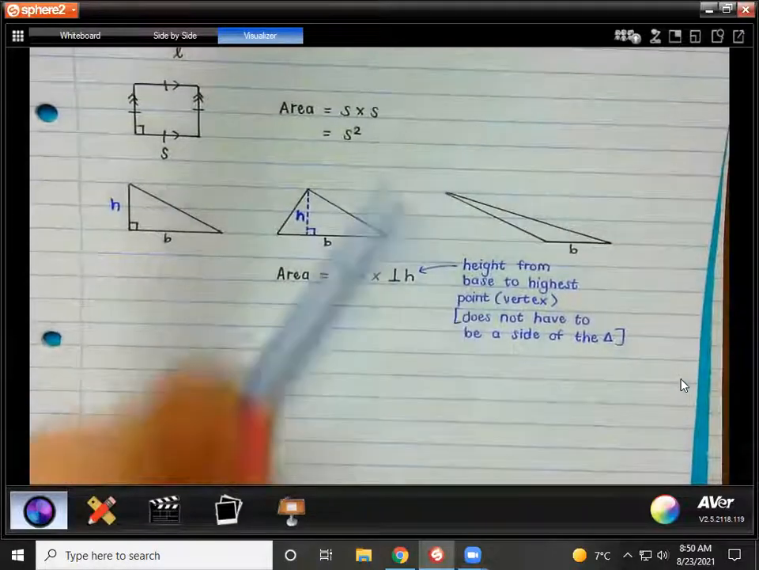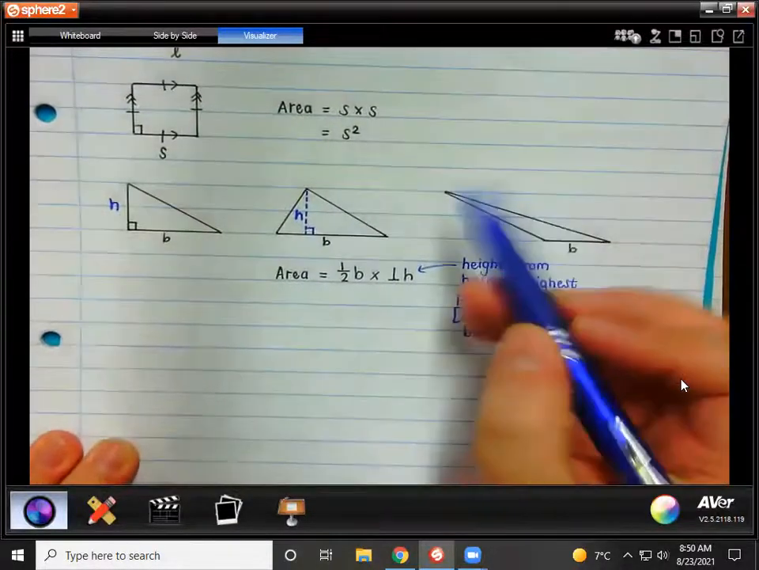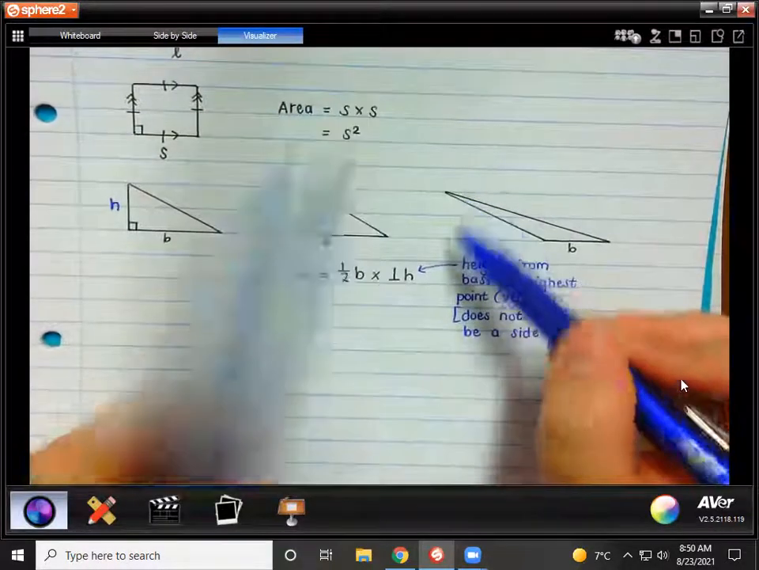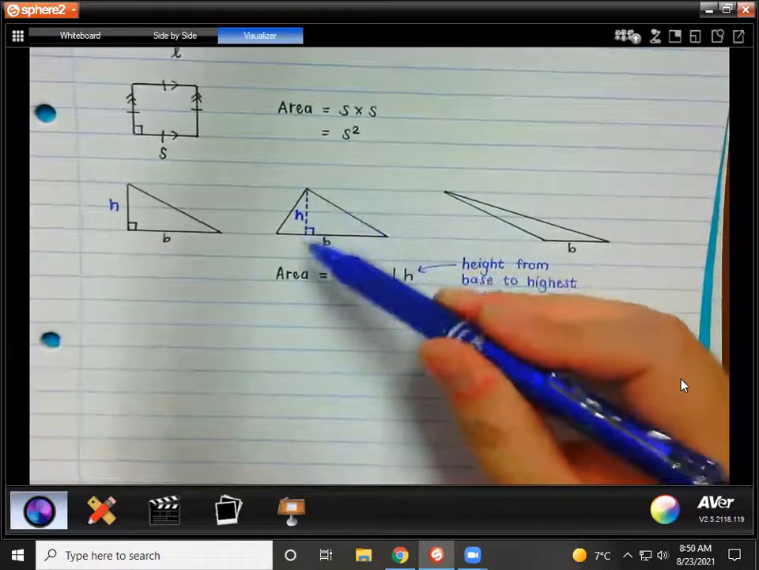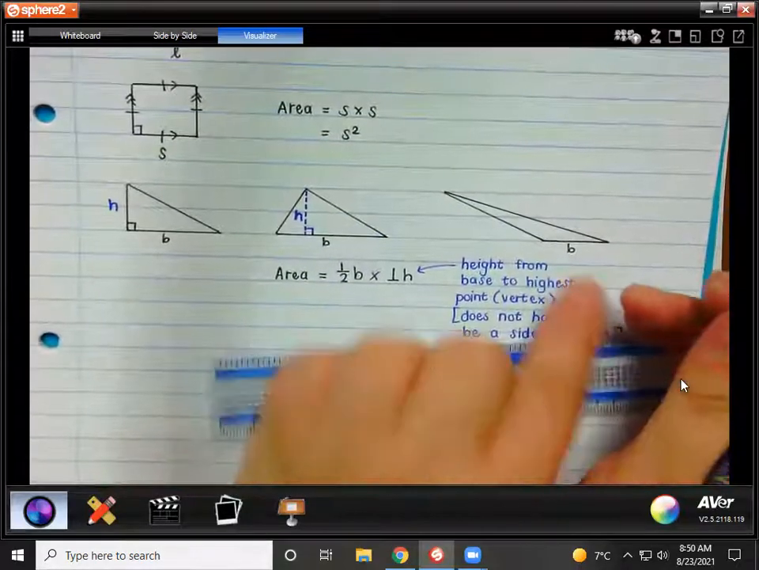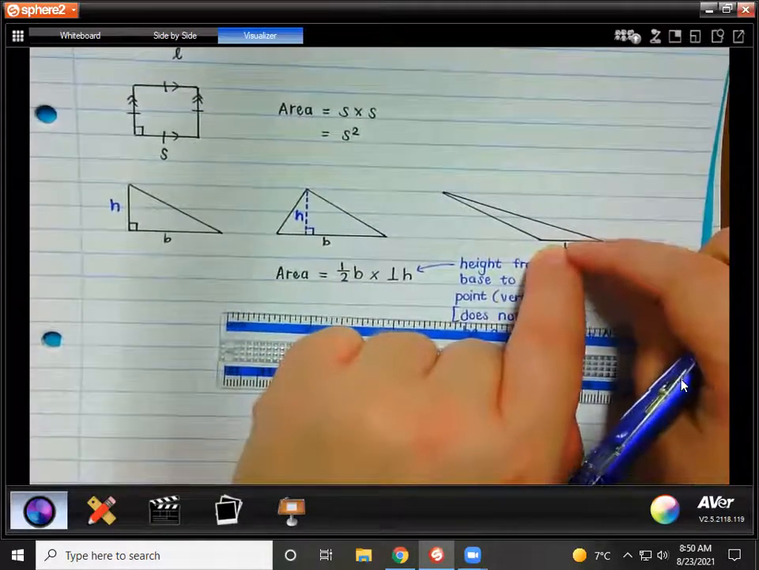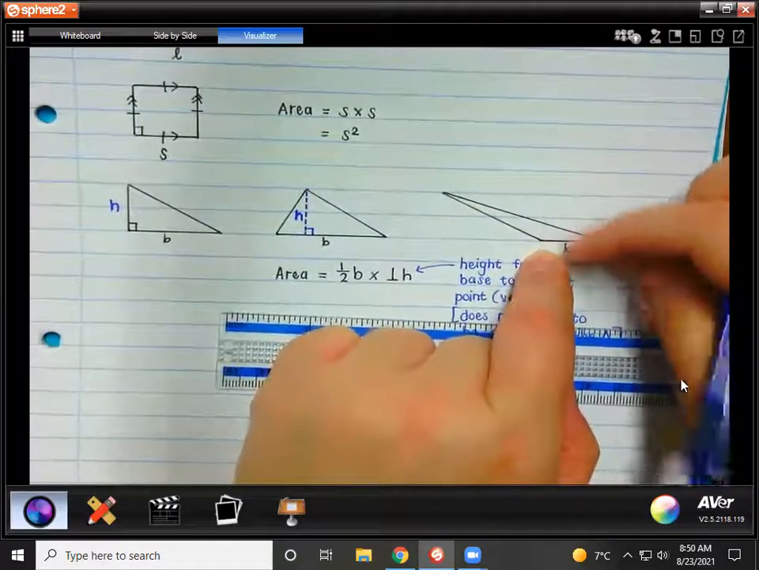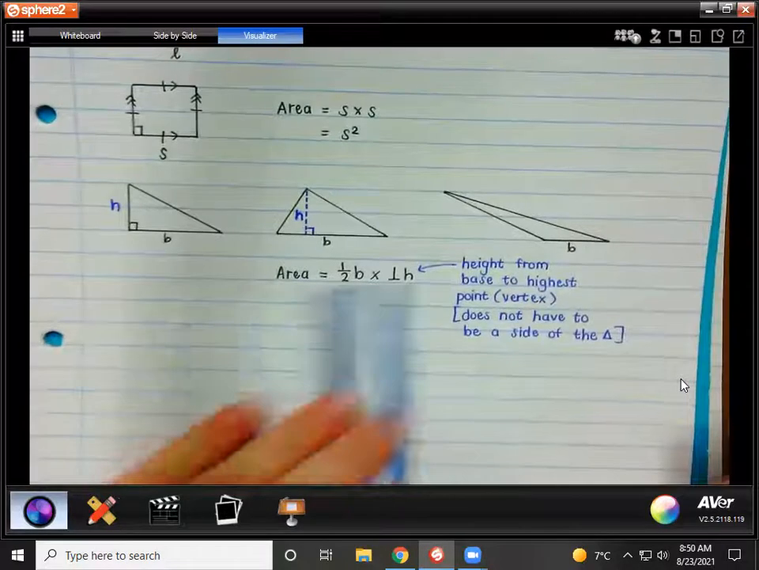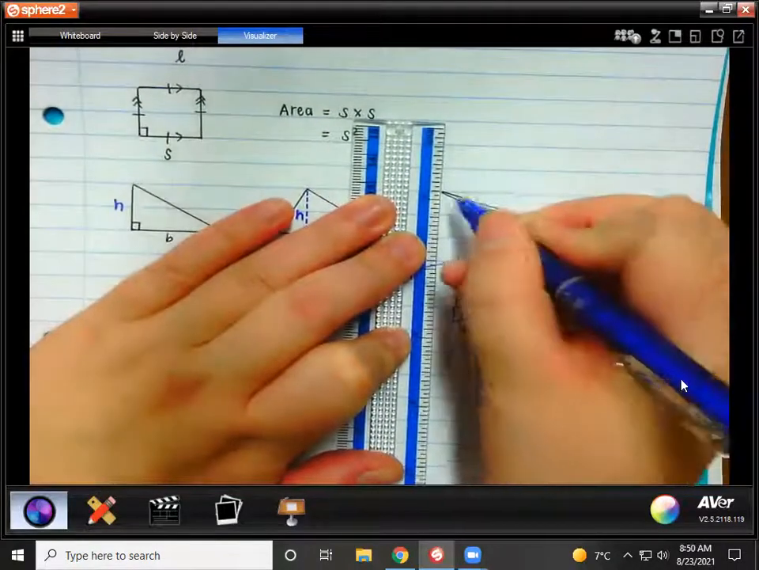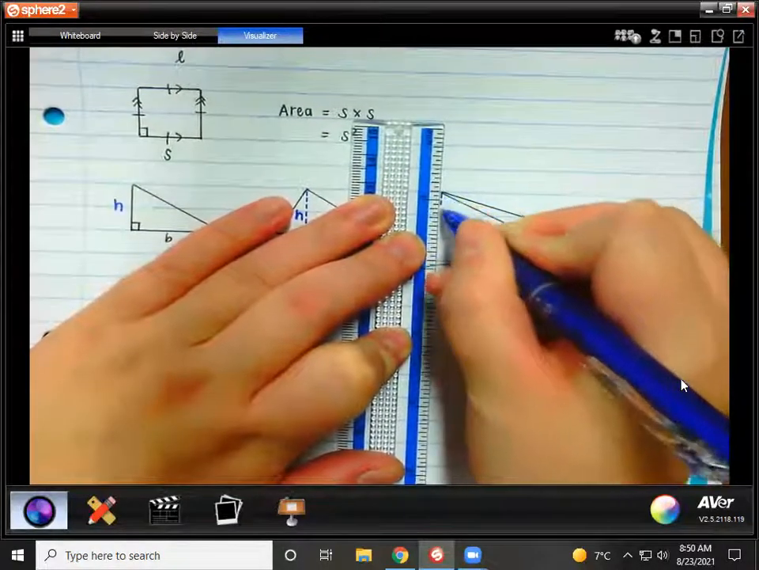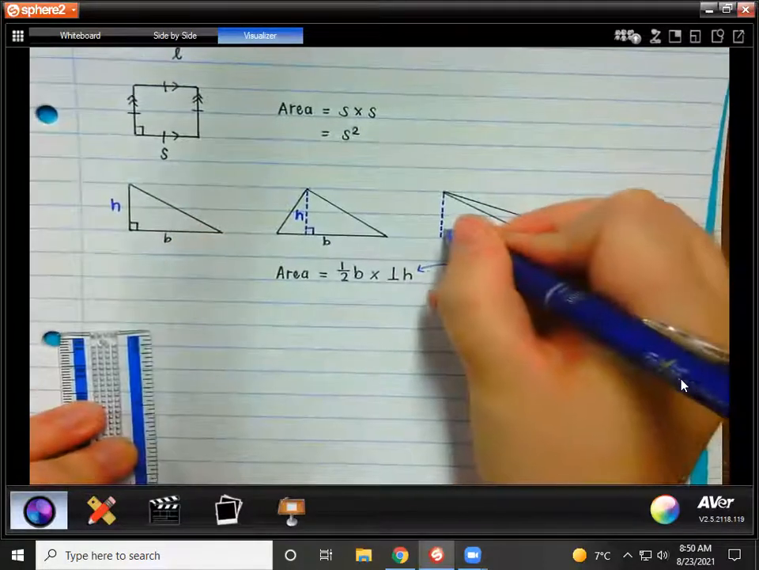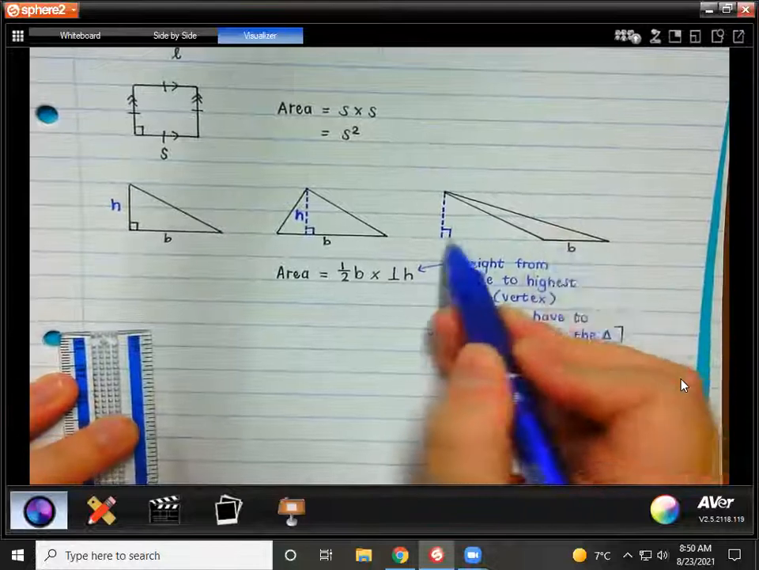Okay, now for this one, this is a bit tricky because now I can't draw a line from the highest point that fits inside the triangle. Do we see? In this one we could. But guys, what is the height of this triangle going to be? From the base to the highest point, it's going to be, again, these two lines. Right? Do we see that? So it is okay to draw your perpendicular height from your highest point of the triangle, going down so that it is in line with where your base is.